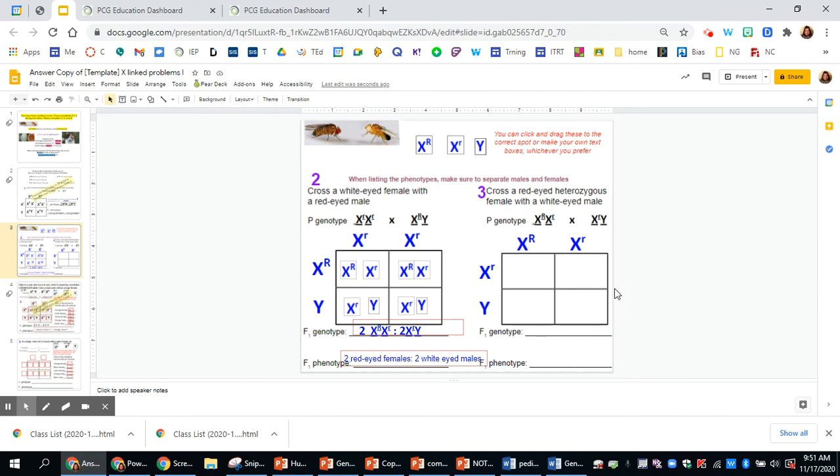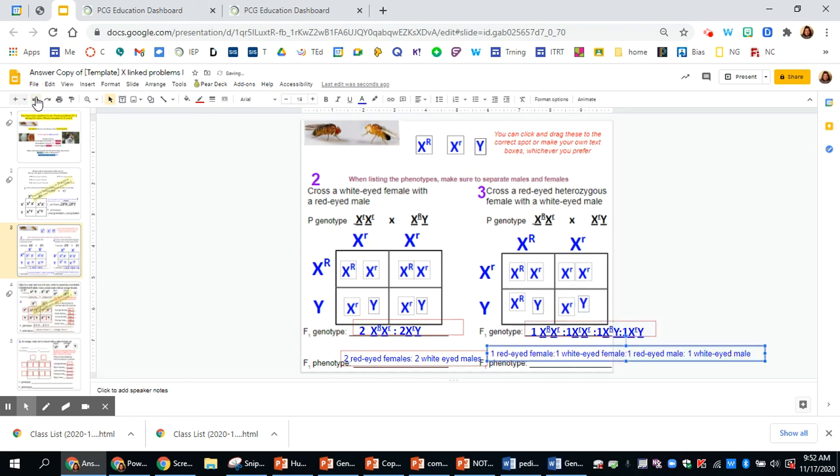So now we're ready for looking at the second problem, or third problem actually, but the second one we're crossing a red-eyed heterozygous female with a white-eyed male. So we have our Punnett square already set up for us, and notice we're just going to bring them down and bring them across. Remember, if you have a capital letter, it comes before the lowercase letter. And if you have an X, it comes before the Y. And so again, make sure that you separate your males and females. So notice you have one red-eyed female to one white-eyed female to one red-eyed male to one white-eyed male.